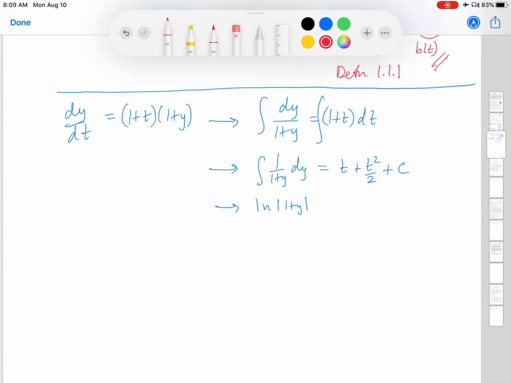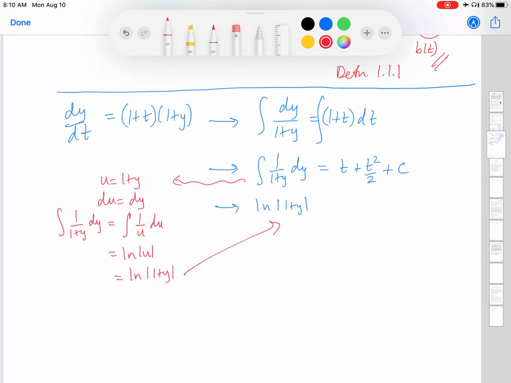So what I would do over here if I were to fill in the details is I would say, oh, u is 1 plus y, du is dy. So integral of 1 over 1 plus y dy is integral of 1 over u du, which is ln of the absolute value of u, again skipping the plus c's, and putting back in the u gets us to where we are here. Great, so that is the left-hand side, and this is the right-hand side.